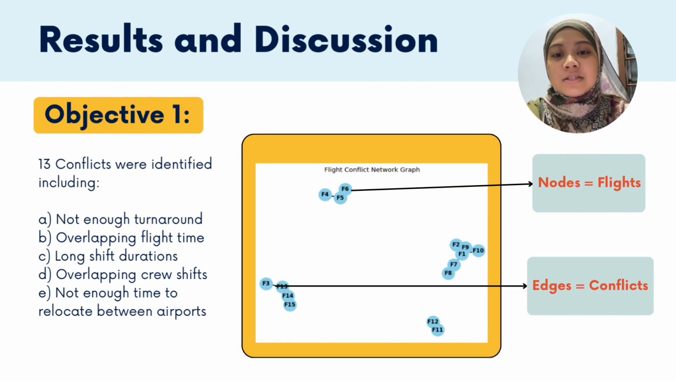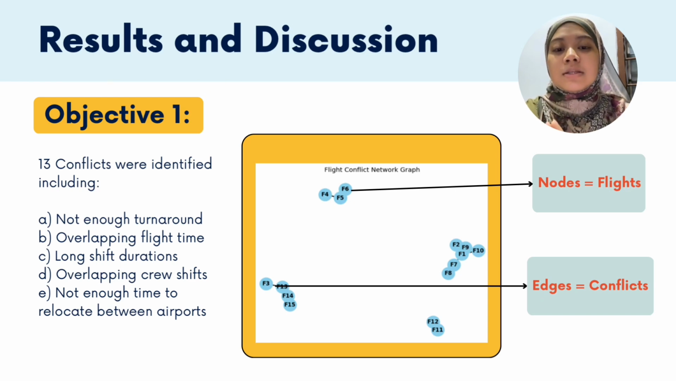For Objective 1, we aim to develop a conflict-free flight crew schedule by identifying flight overlaps and crew rest limitations using graph modeling. To achieve this, we examine 15 flight routes connecting 10 domestic airports in Malaysia. Based on flight departure times, durations and turnaround needs, we identify 13 conflicts, which include not enough turnaround, overlapping flight time, long shift durations, overlapping crew shifts, and also not enough time to relocate between airports.